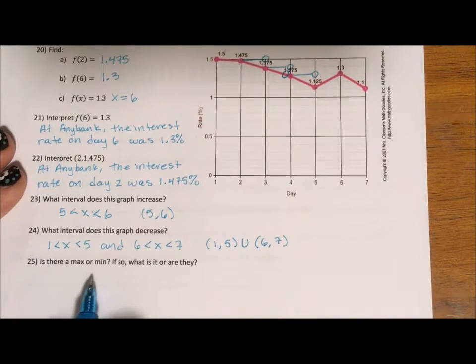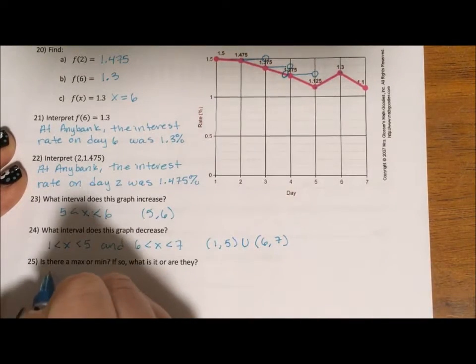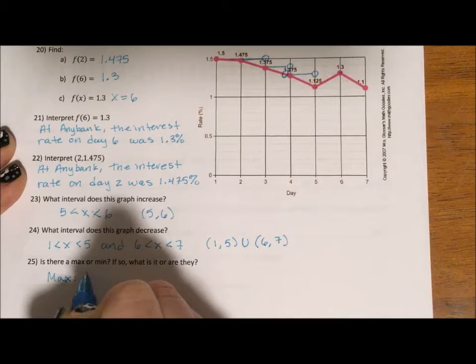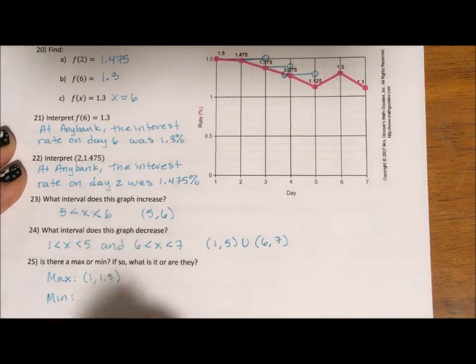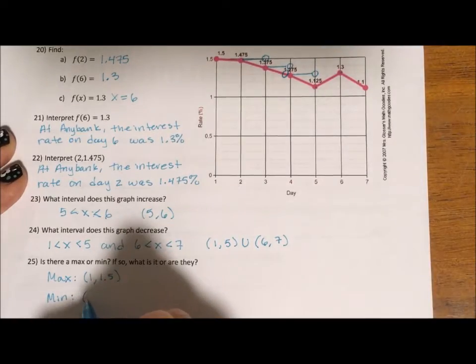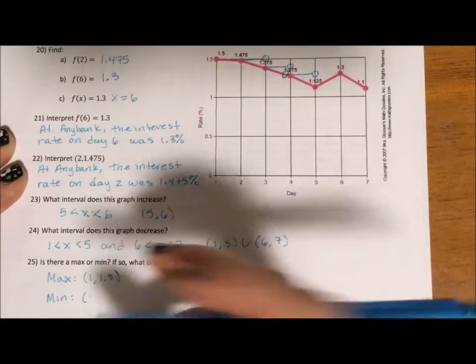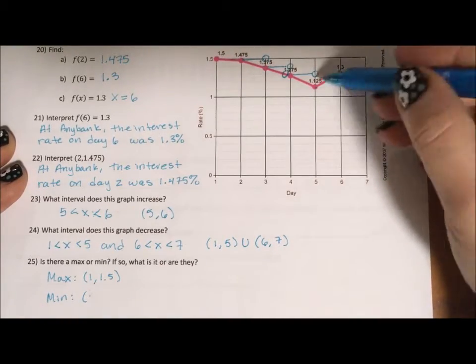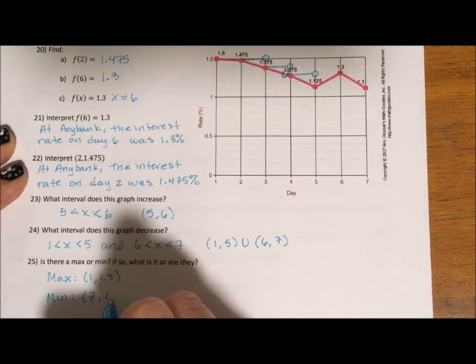Is there a max or min? If so, what is it or are they? Well, there's a max right here. The max is at 1.5. The min is right here at 5. Nope, it's right here. These two look very close, but 1.1 is smaller than 1.125. So it's at 7, 1.1.